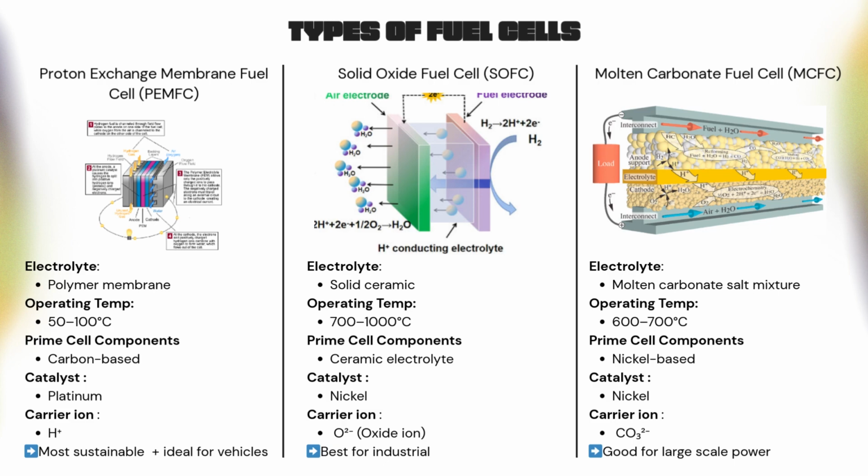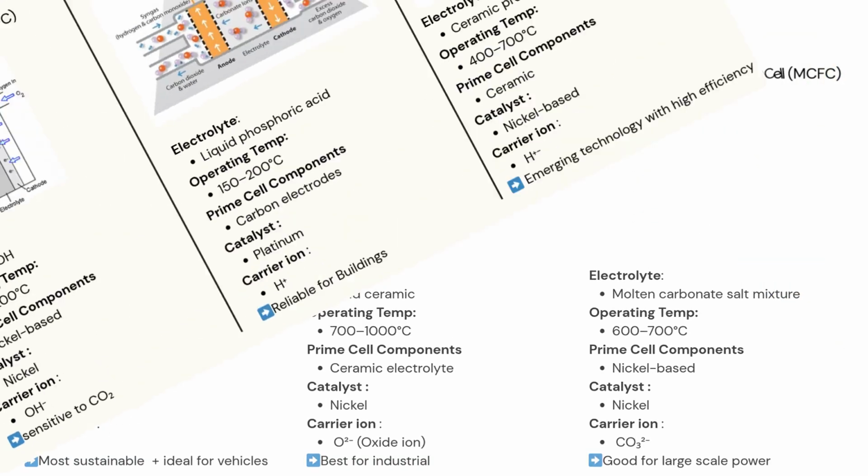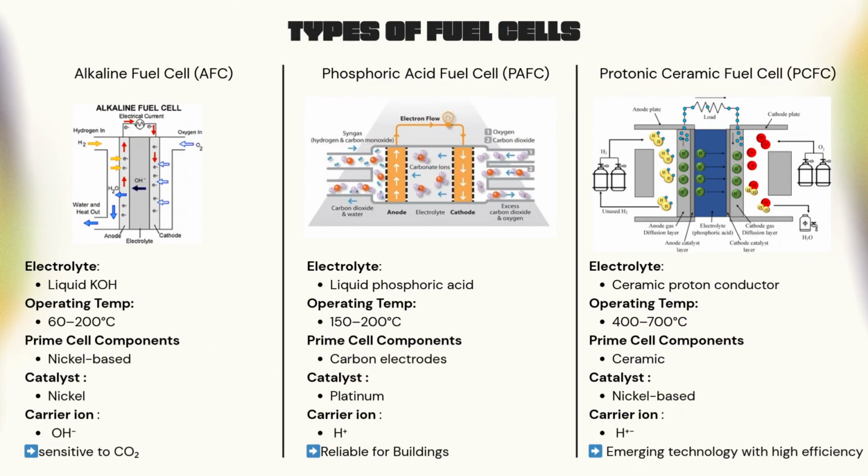It is suitable for large-scale power plants. Then we have the alkaline fuel cell, which uses liquid potassium hydroxide and operates between 60 to 200 degrees Celsius. It uses nickel and carries hydroxide ions, but it is very sensitive to carbon dioxide.